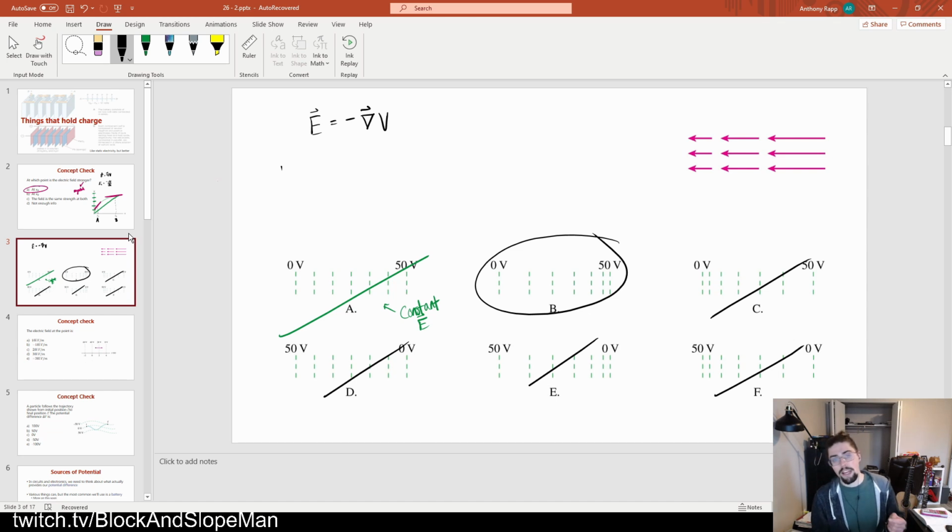So the steepest gradient is going to be where there's the most change all at once. But because we see a negative sign here, we're saying, okay, the opposite direction from the slope. So electric field is going to start at high potential, go down to low potential. That's the direction that the arrow should be pointing.